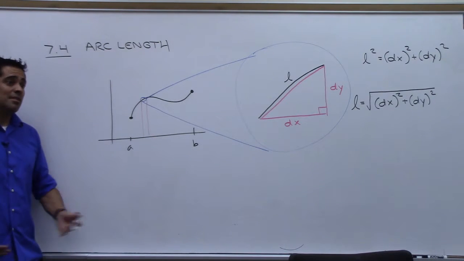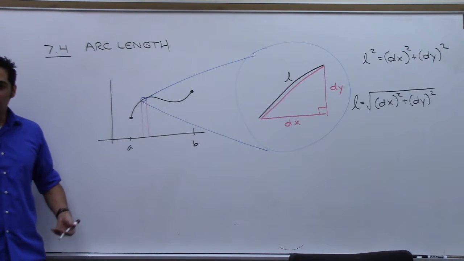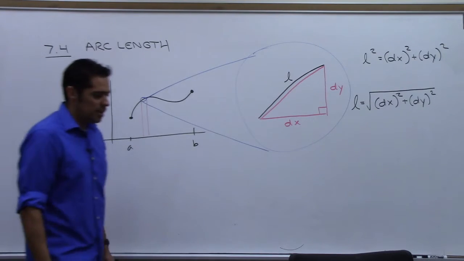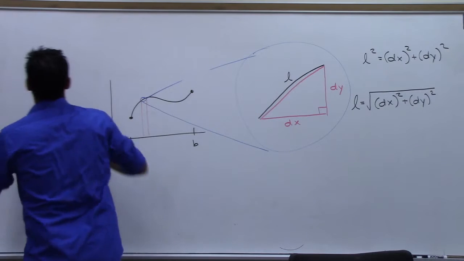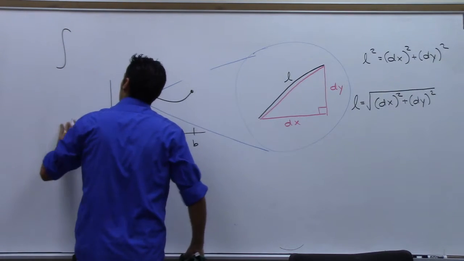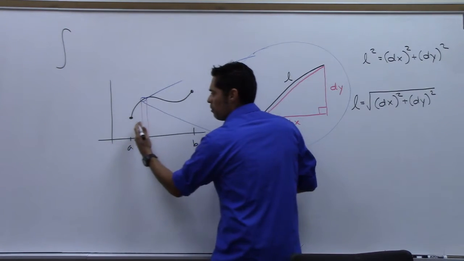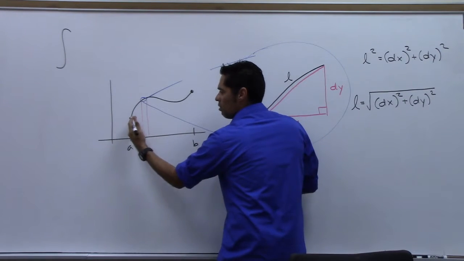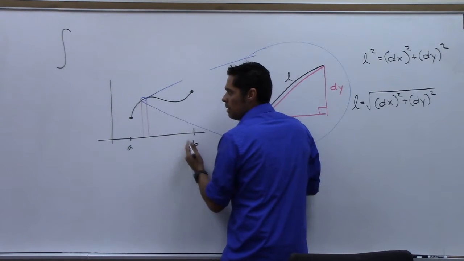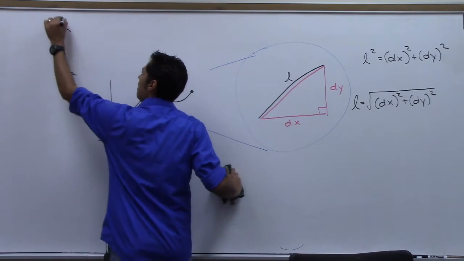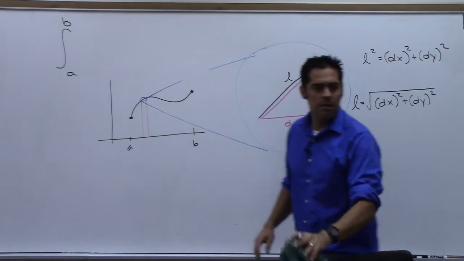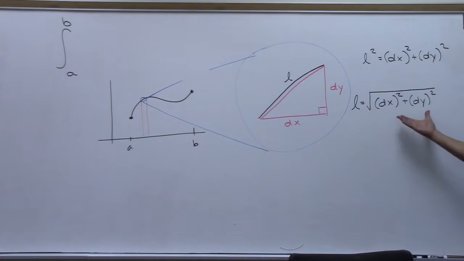And all I need to do is add them all up, right? So now the integral. So I'm going to set up an integral now. Just like we moved the rectangles across here, we went from A to B. We're going to move these little segments across. So it's still going to go from A to B. But what is the formula that we are going to use? The square root. This right here, right?